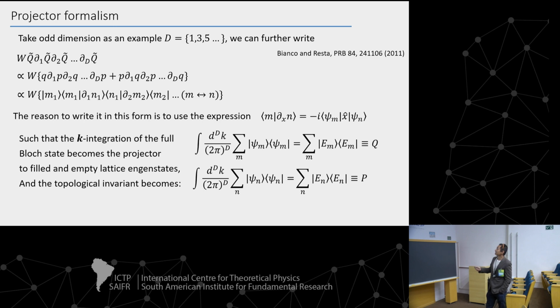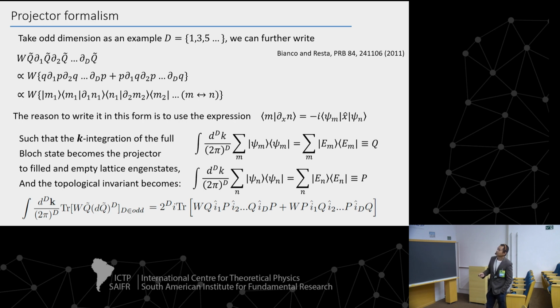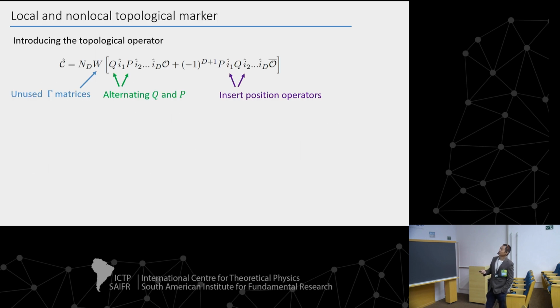Then you can define this big Q, which is the projectors to the positive lattice eigenstates. And likewise, this one, integration of all the valence band states and different momenta, is equivalently the projectors to all the negative energy states in the lattice model. In this way, we have already written this winding number into entirely an object defined on the lattice Hamiltonian. So this way, we introduce something we call the topological operator.